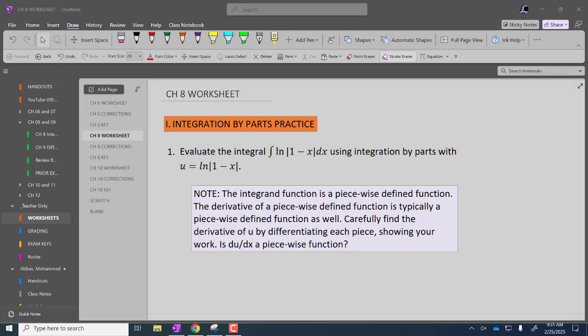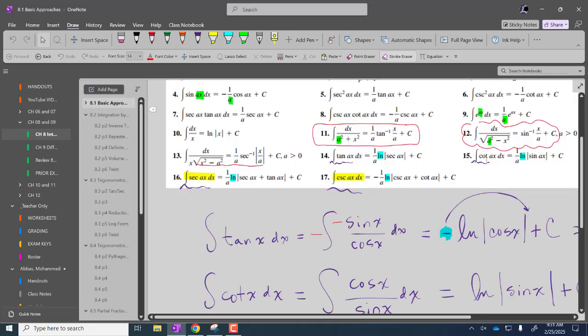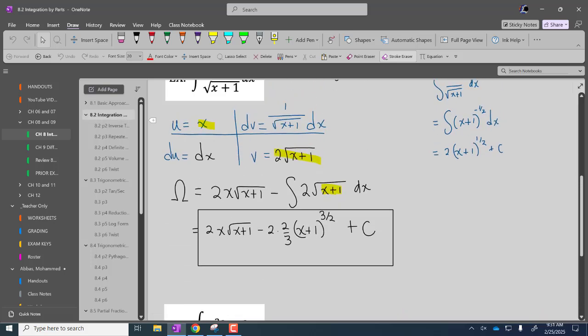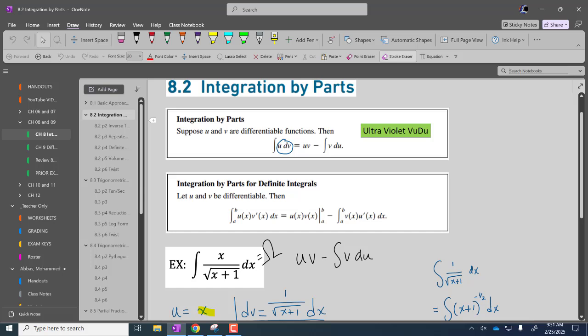Okay, so let's go to where we were. And let me remind you that we had started integration by parts. And integration by parts has this formula up here. We use the expression ultraviolet voodoo to remember it. The integral of u dv is uv minus integral of v du. And at its core, it's essentially a reverse product rule. It's how we integrate a product. Generally, that's how we think of integration by parts.